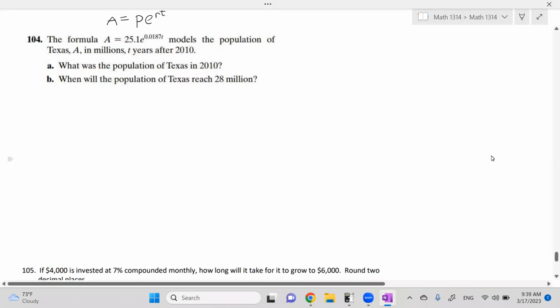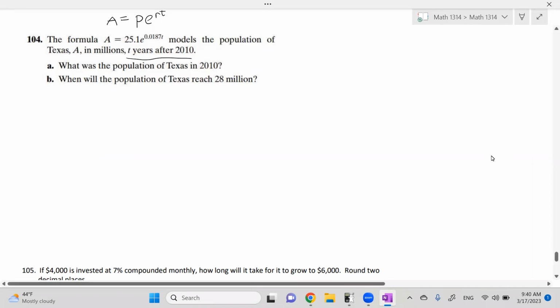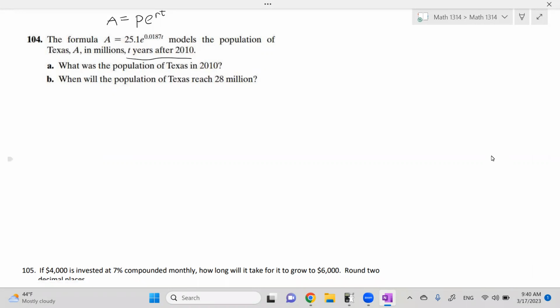Let's read the question. T years after 2010. So how about the year 2010? That means t equals 0. How about 5 years after 2010? For example, t equals 5. That's 2010 plus 5, that's 2015. What was the population of Texas in 2010? That means t equals 0. That means we're looking for the initial amount or the principal.